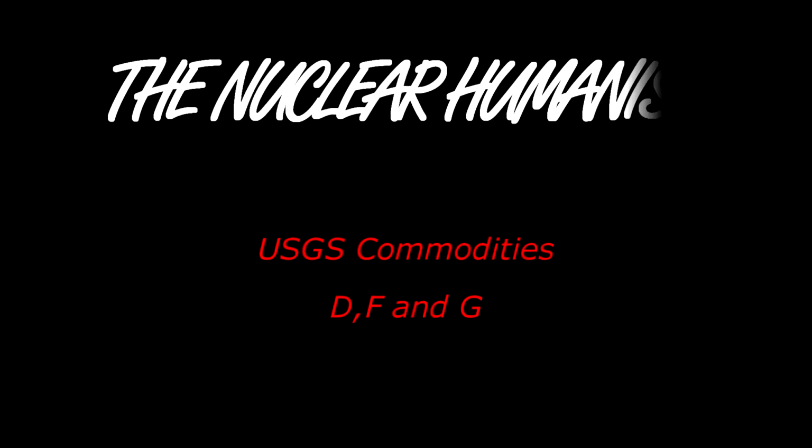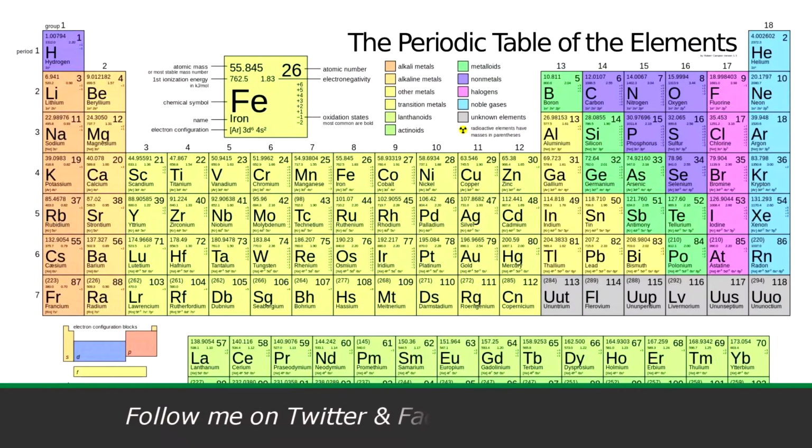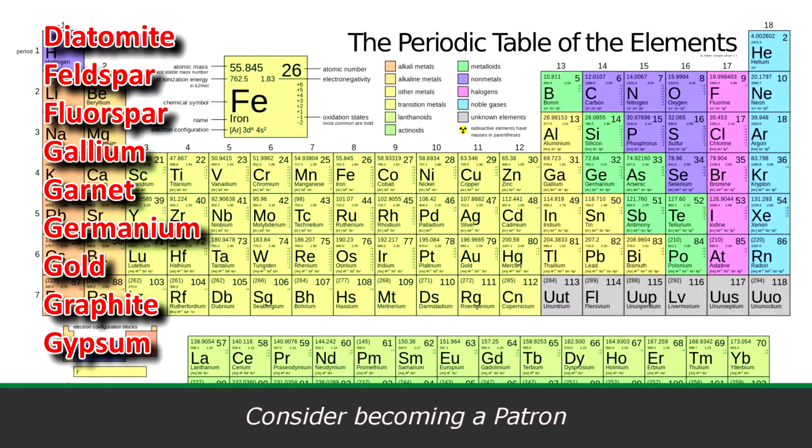Previously, we looked at all commodities beginning with a C, the big C. Now we enter a realm of smaller commodities. We are going to group some letters together. Today we have diatomite, feldspar, fluorspar, gallium, garnet, germanium, gold, graphite, and gypsum.